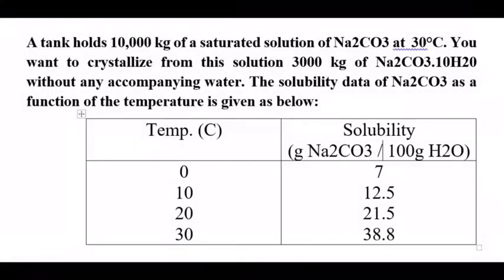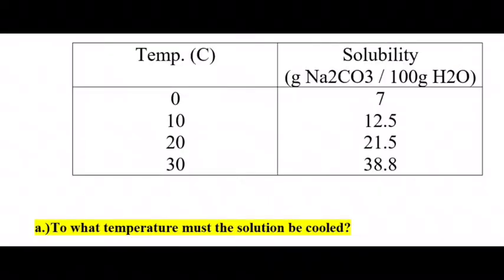A tank holds 10,000 kilograms of a saturated solution of sodium carbonate at 30 degrees Celsius. You want to crystallize from this solution 3,000 kilograms of sodium carbonate decahydrate without any accompanying water. The solubility data of sodium carbonate as a function of the temperature is shown below. So the first question is, to what temperature must the solution be cooled?